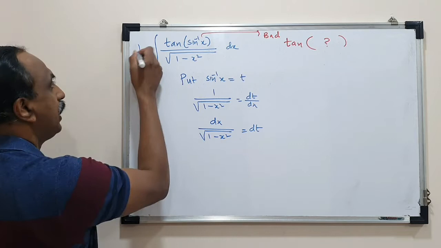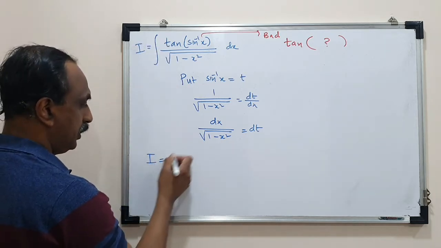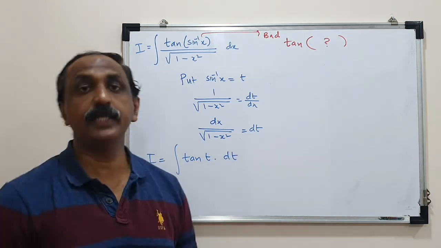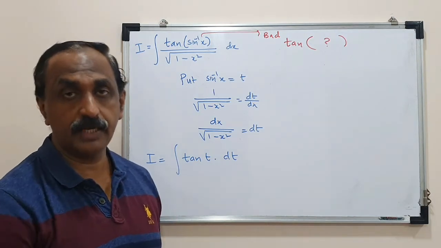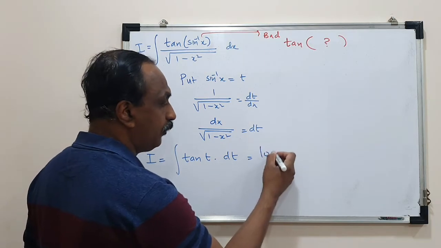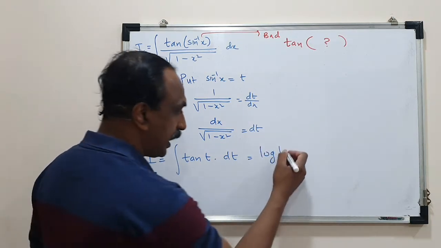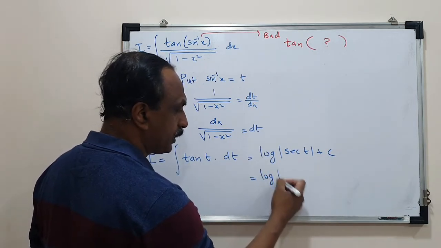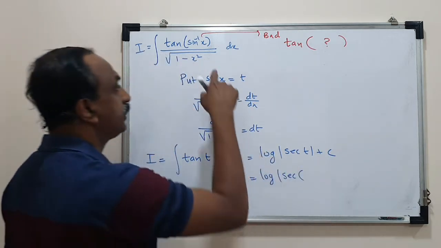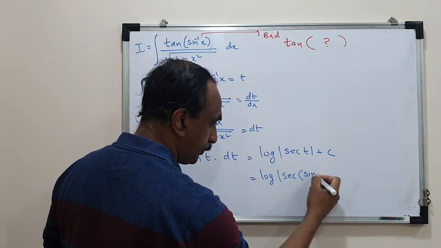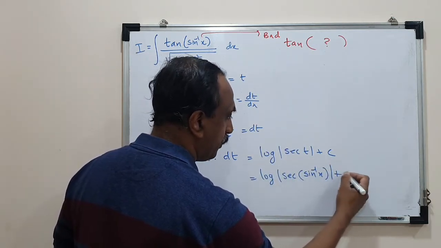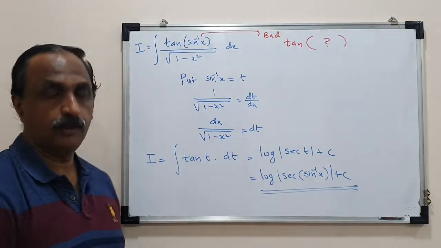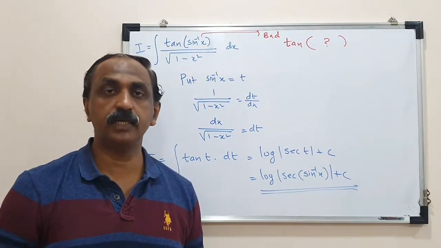So your integral I became the integral of tan t dt. Now what is the integral of tan? Don't say sec square. The integral of tan is log of modulus sec t plus c. So log of modulus sec of t, where t stands for sine inverse x, plus c becomes your answer. This is how you can integrate very easily. So if the angle part is bad, we can always integrate in a very simple way.